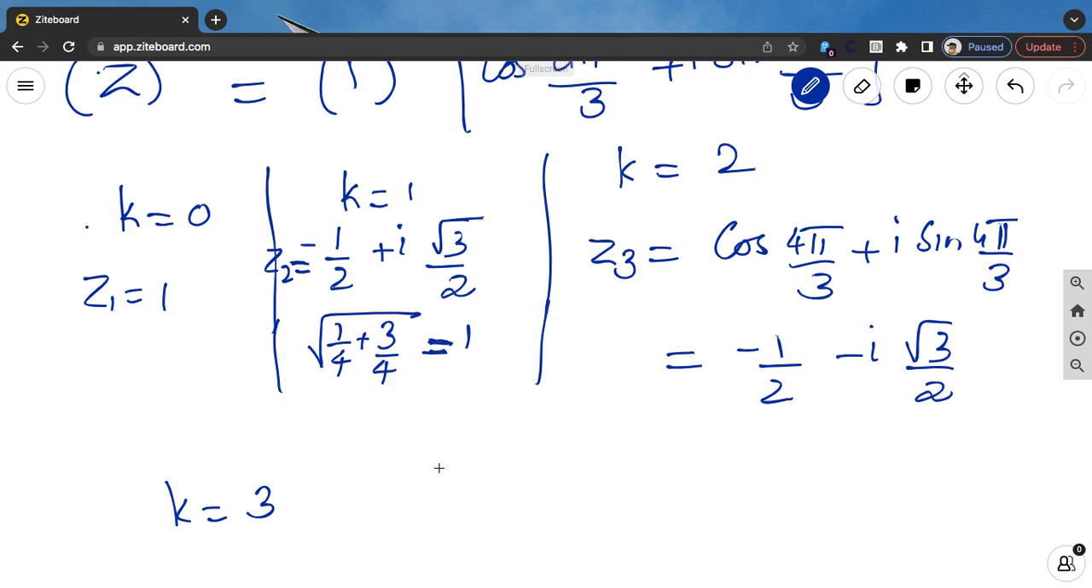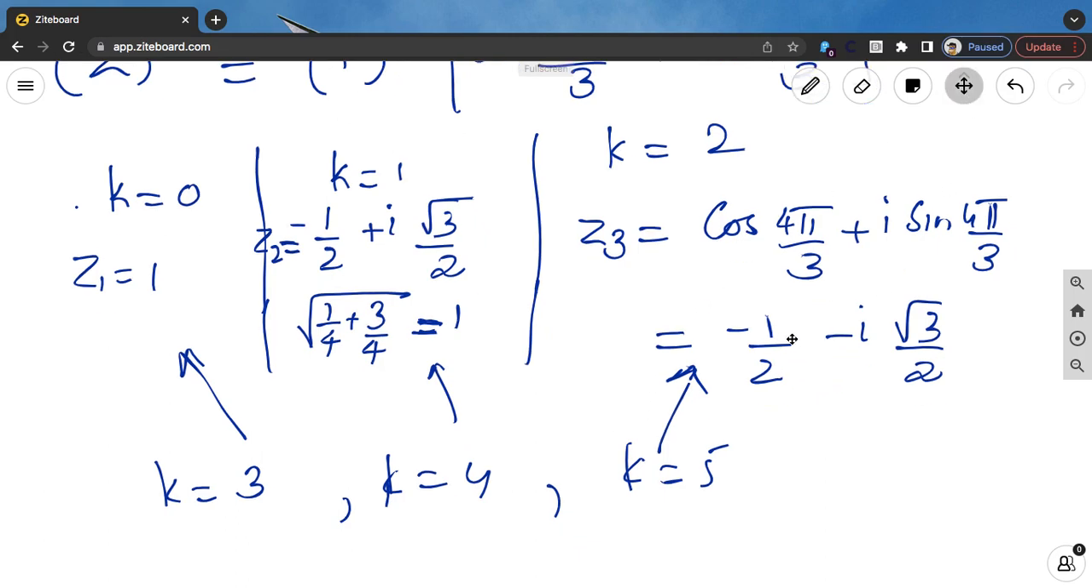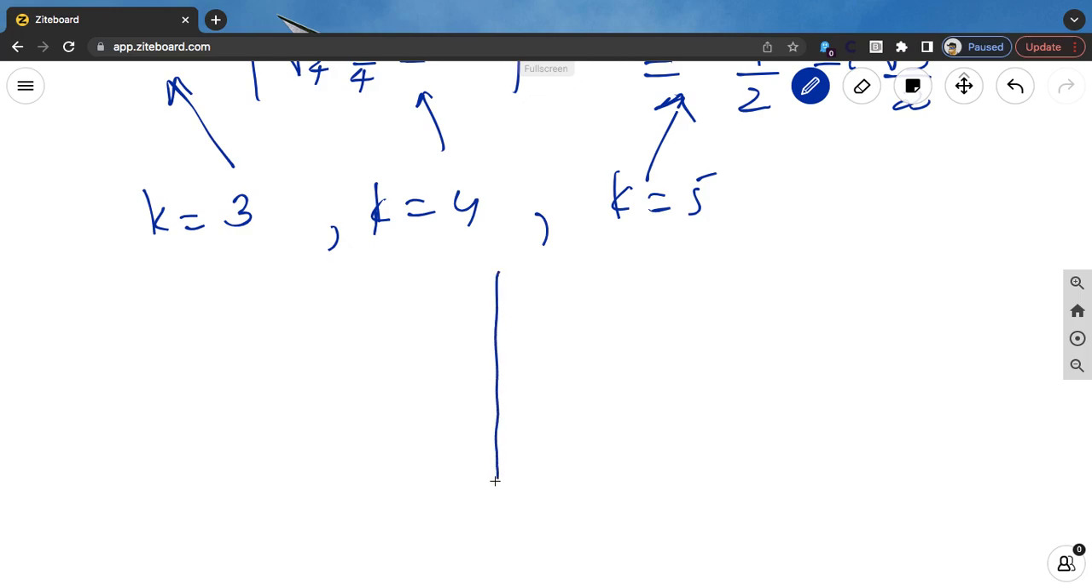If I substitute k as 3, I'll come back to the same value as k equal to 0. If I substitute k as 4, I'll come back to the same value as k equal to 1. If I substitute k equal to 5, I'll come back to the same value as k equal to 2 and so on. That means after 2, it is going to repeat. So k equal to 0, 1, 2. 3 values are enough. Let me graph it and show you where these roots are.